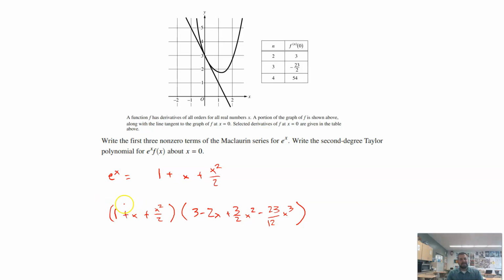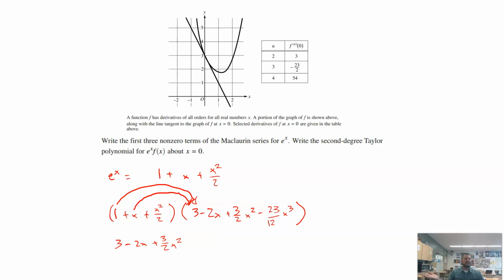The way that I'm going to find this is I'm going to multiply the 1 into all of those things. So I get 3 minus 2x plus 3 halves x squared. Then I'm going to multiply the x into everything. And again, you can keep multiplying it out.